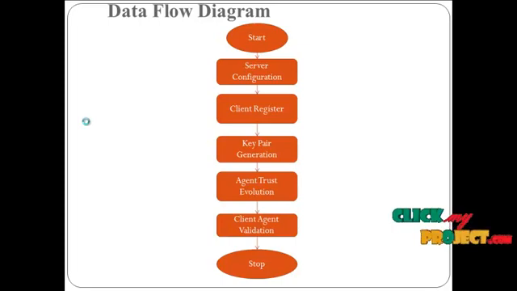Then the client agent validation. Client agent validation is used to communicate with the agent and between the server. So the server will communicate with the client through the agents. It can be validated by using the secret keys. Then the client will access any one of the data from the agents, and it will communicate with the server. Then lastly the client will receive the data from the server by use of agents. Then the process will be completed. So this is the data flow for the SecuredTrust.